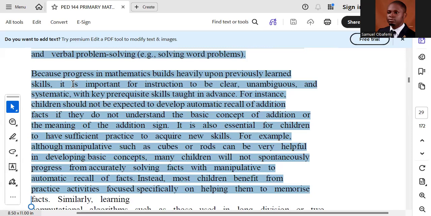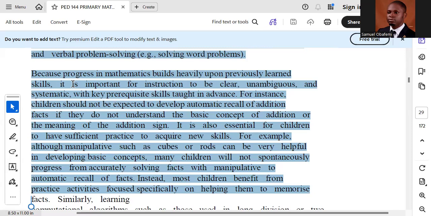Example, like 2 plus 2. A child doesn't need to start counting 2 plus 2. It should become automatic in the brain. When you say 5 plus 5, the child should know automatically that it's 10 without counting. So when you say 7 minus 3, the child should be able to recall without counting. These are obvious things.